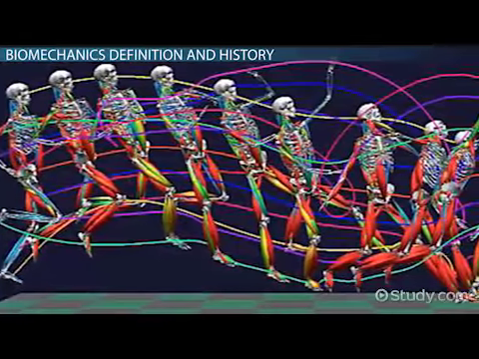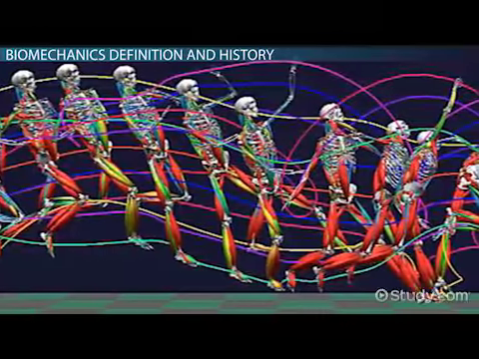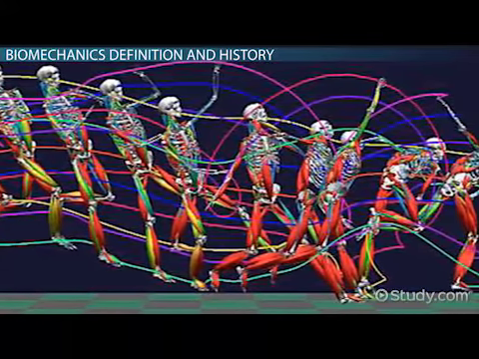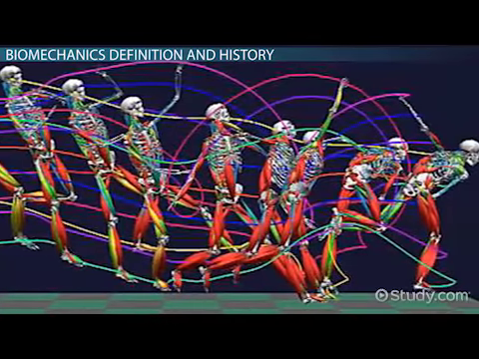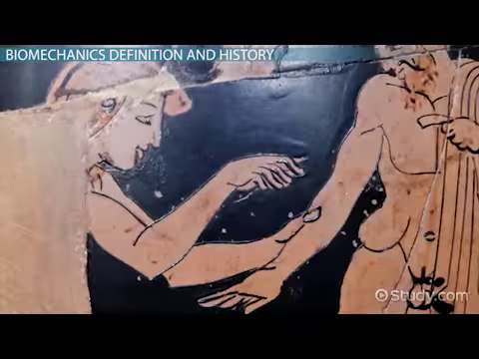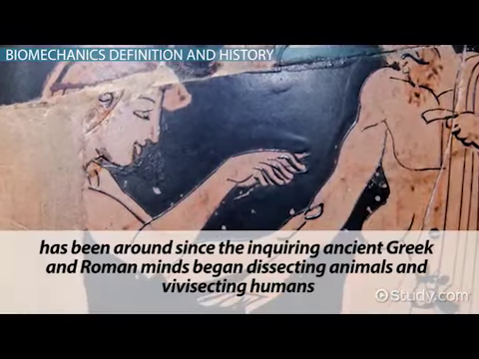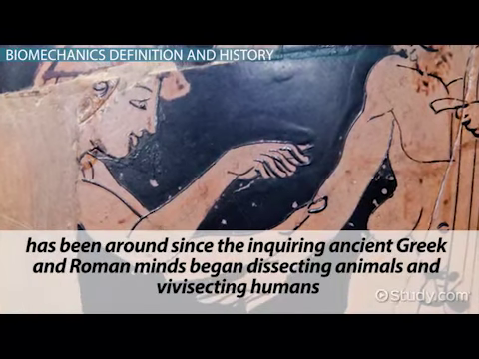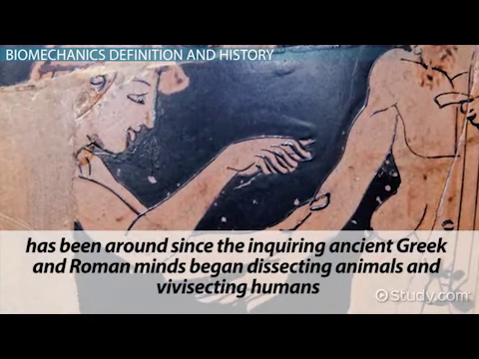In biomechanics more generally, scientists often try to apply physics and other mathematically based forms of analysis to discover the limits and capabilities of biological systems. In a way, biomechanics has been around since the inquiring ancient Greek and Roman minds began dissecting animals and vivisecting humans to discover the inner systems of our bodies.